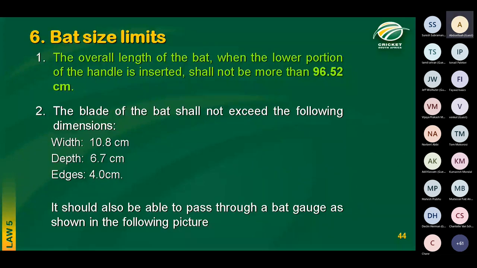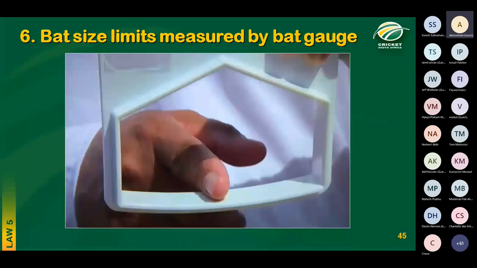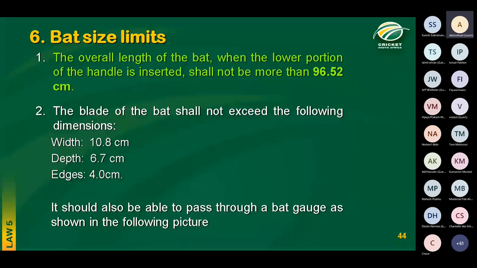So just as we have ball gauges, which we saw in the previous part under the balls, where we check whether the ball is out of shape, we also have bat gauges to check whether the bat adheres to width, depth, and edges. An example of a bat gauge is this. You take the gauge and you put the bat through the gauge. If the bat goes through the gauge, it's a legal bat. If it gets stuck, then that bat does not adhere to the dimensions in point number two, and that is an illegal bat.